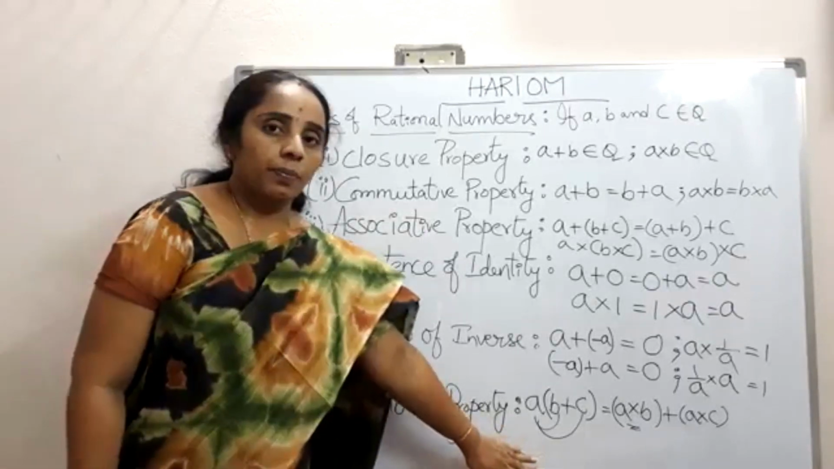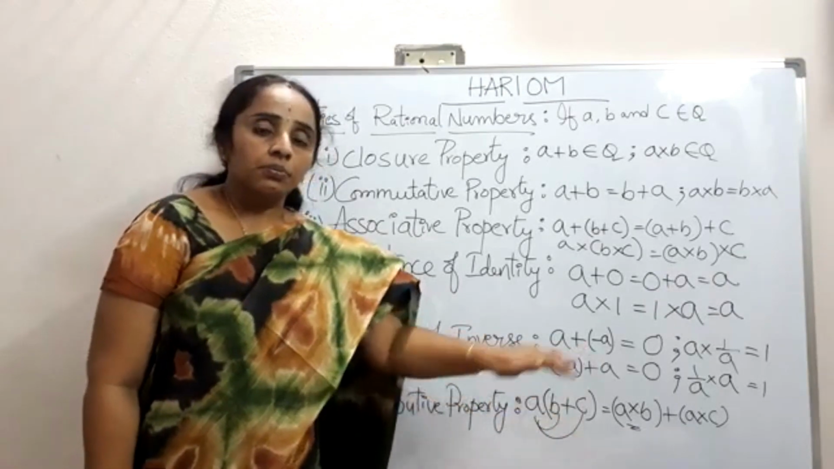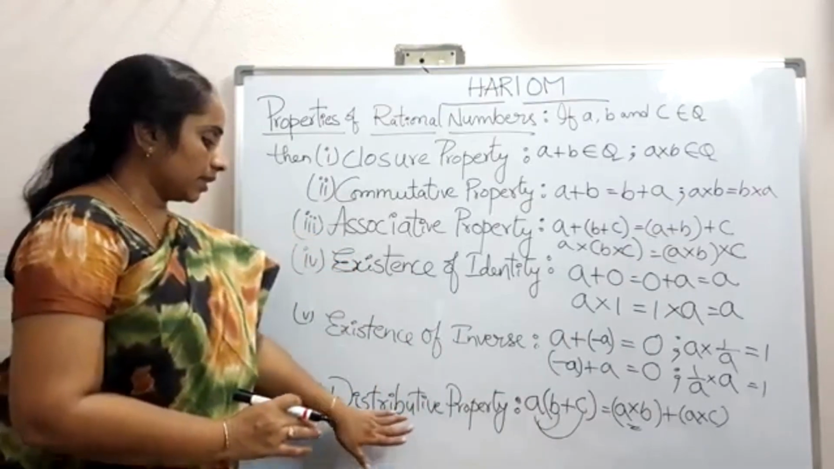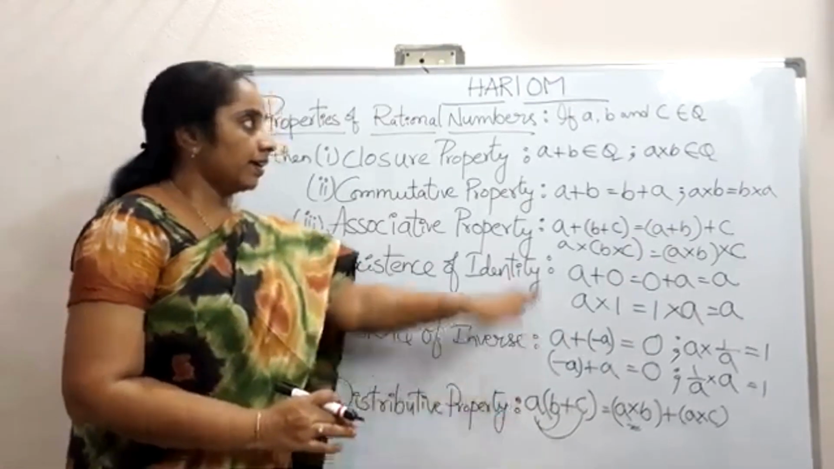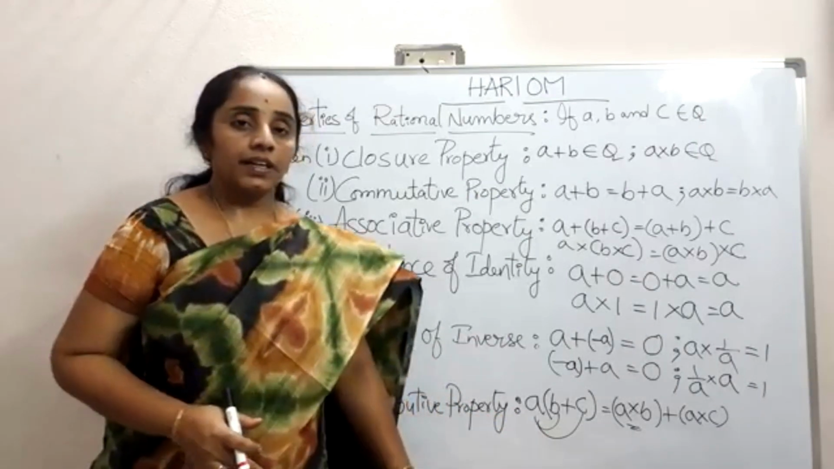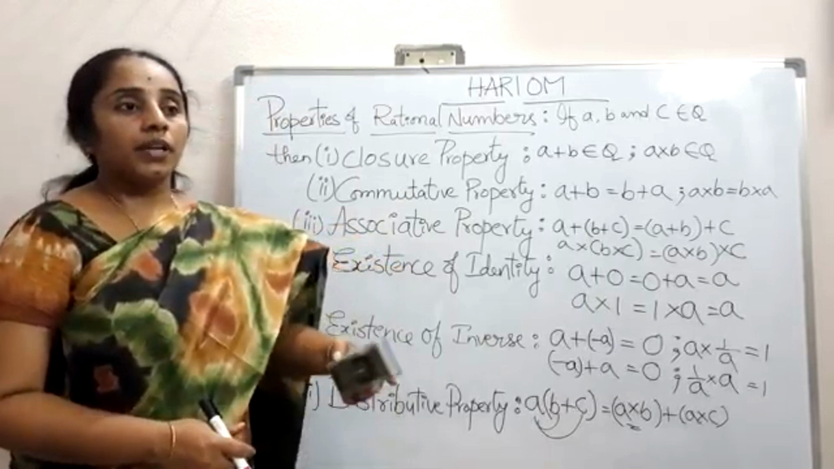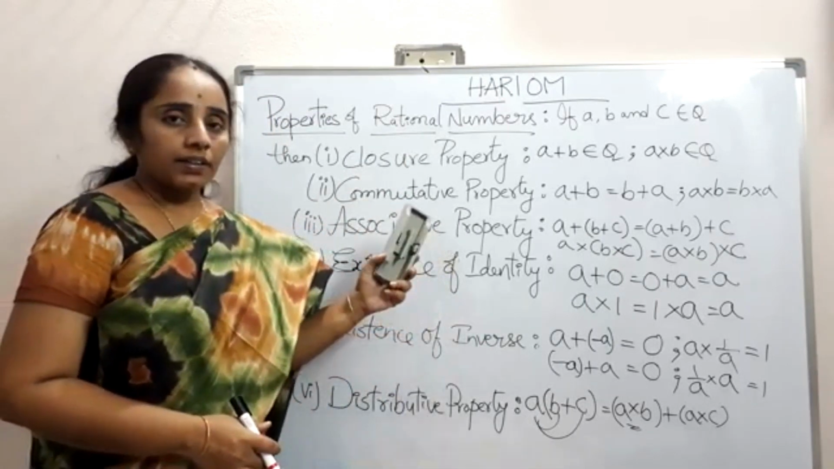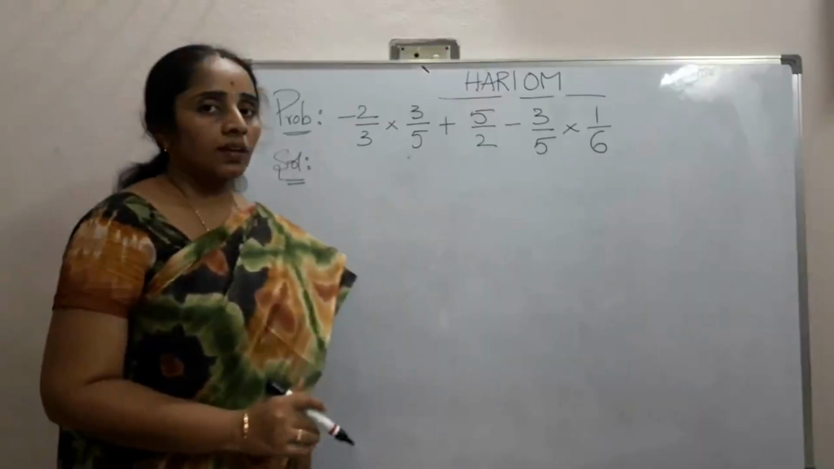This distributive property helps us to make simplifications easier. So, this is distributive property in rational numbers. Now, let me take some problems to explain and check out these properties.